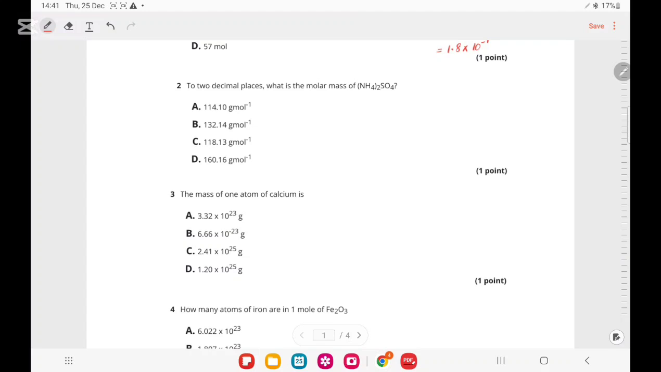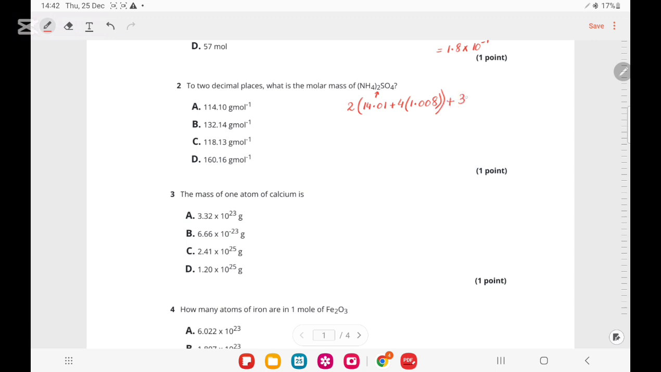So let's move towards the next question, which is we have to find the molar mass of ammonium sulfate. So it's quite simple. We just need to find the molar mass of ammonium sulfate, and for that purpose I'm multiplying this 2 here, and molar mass of nitrogen is 14.01 plus there are 4 hydrogen, so 4 times 1.008 bracket closed. Now what is sulfur?